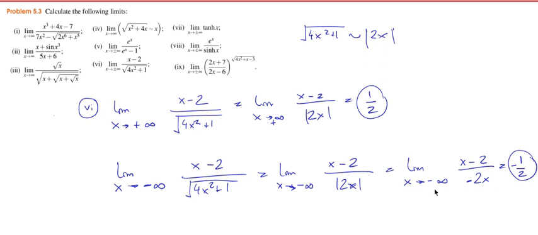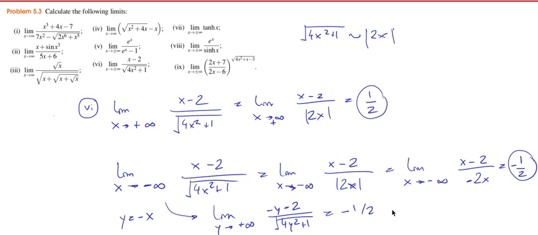Okay. Another way of thinking about it is to think about this variable y, which is minus x, and then we have the limit when y goes to plus infinity of minus y minus 2 over the square root of 4y squared plus 1. Again when y goes to plus infinity, we will have minus 1 divided by 2y, so this is minus 1/2. Okay, so both ways of thinking about it work.